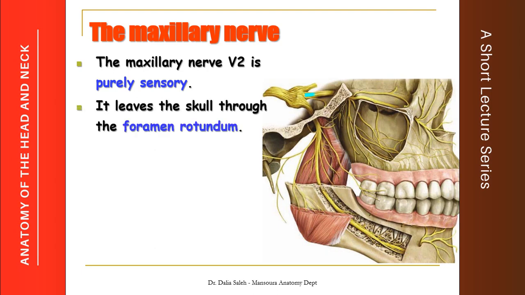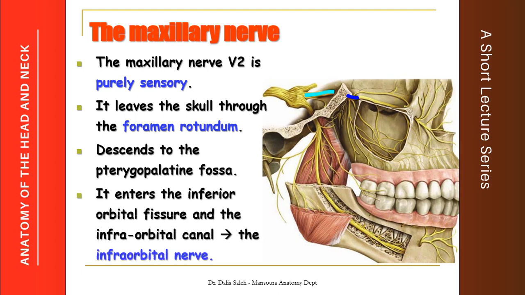It leaves the skull through foramen rotundum, which opens into the posterior wall of the tracheopalatine fossa, so we can see the maxillary nerve passing into the tracheopalatine fossa, and then it will leave the tracheopalatine fossa into the orbit by passing through the inferior orbital fissure. It passes there through the infraorbital canal and then appears on the face from the infraorbital foramen as infraorbital nerve.